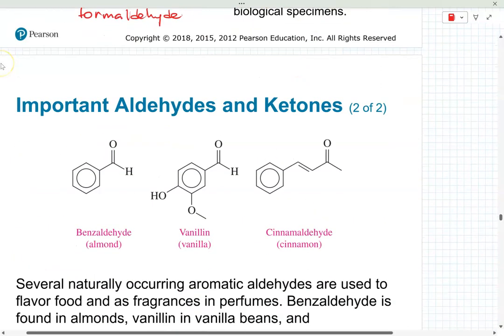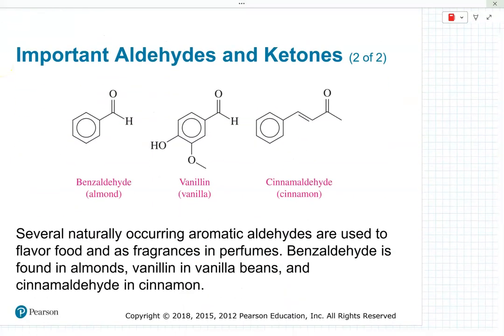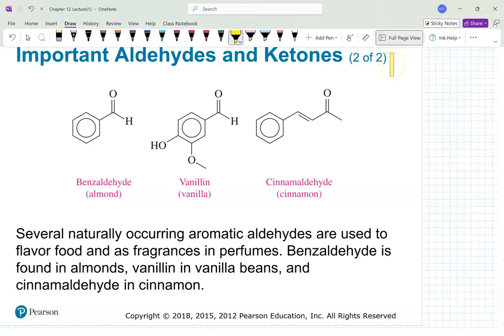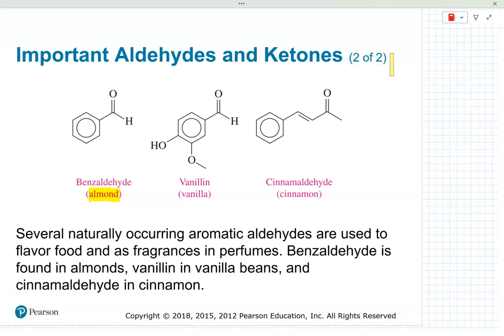There's some more here. A lot of aldehydes have specific aromas. Obviously, you don't need to memorize which one is which, but you can see that almond, vanilla, and cinnamon smells are due to certain aldehydes and ketones. Making sense? Okay.